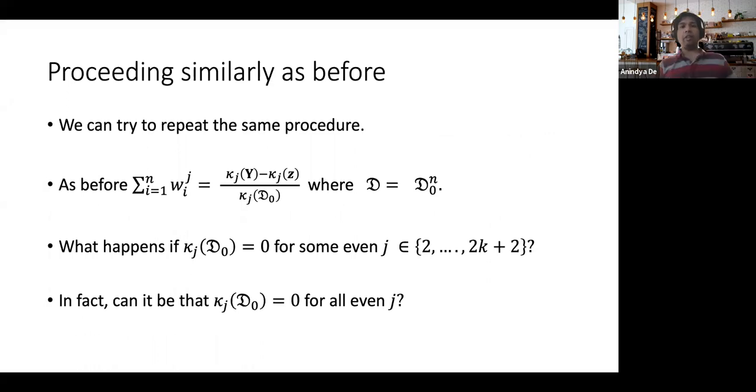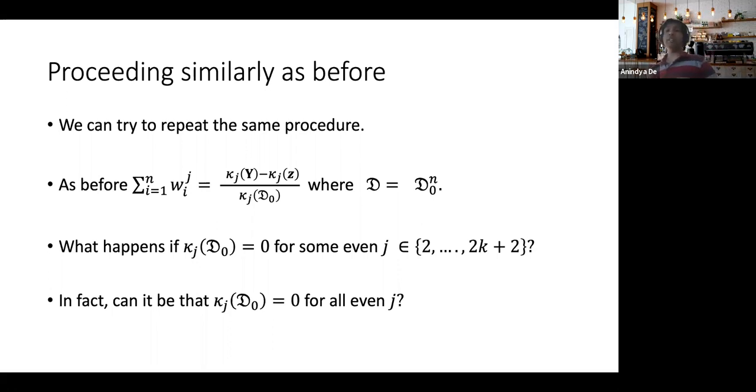And let me say what happens if we tried to do the same thing where the background distribution wasn't plus or minus 1 on the hypercube, but some arbitrary IID product distribution, say d0 to the n. Well, you will end up with the same kind of equation: the jth power sum symmetric polynomial is kappa j of y minus kappa j of z divided by kappa j of d0. But what happens if kappa j of d0 is 0 for some even j?